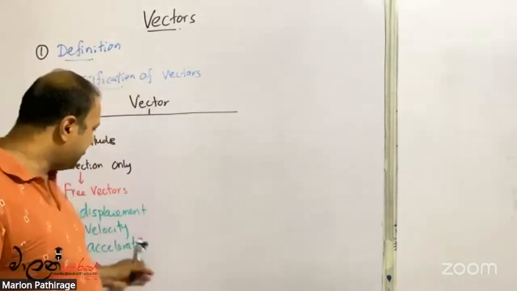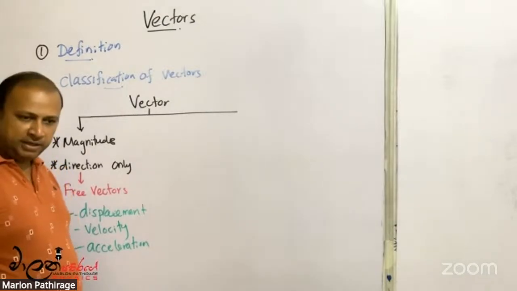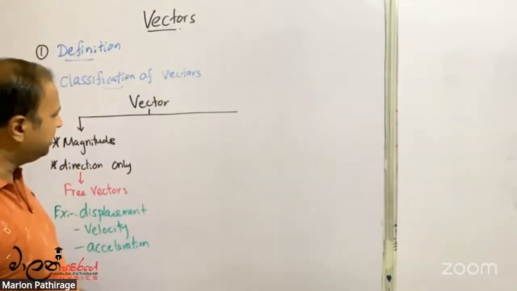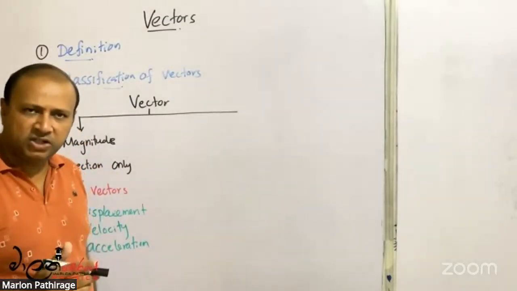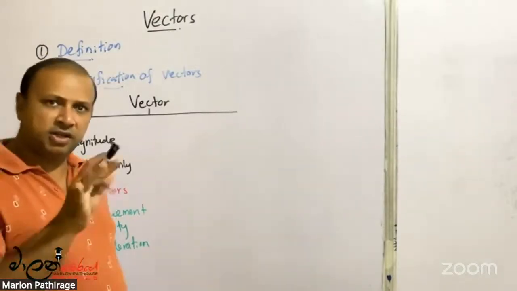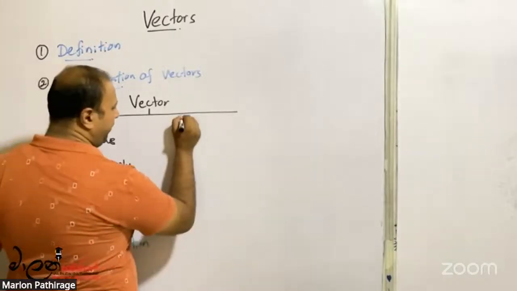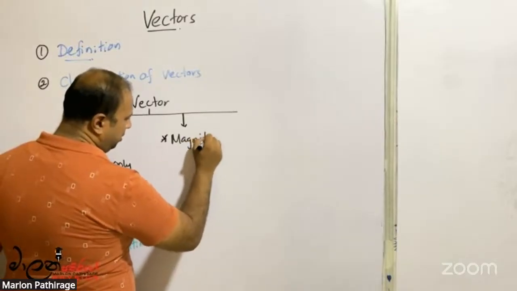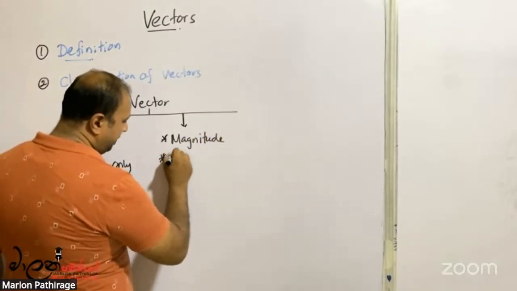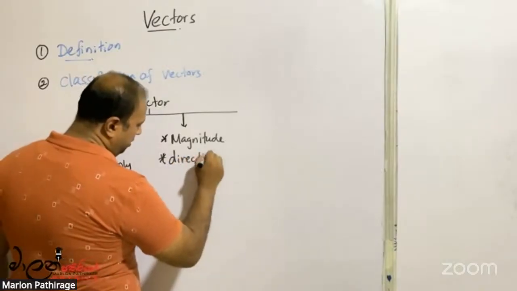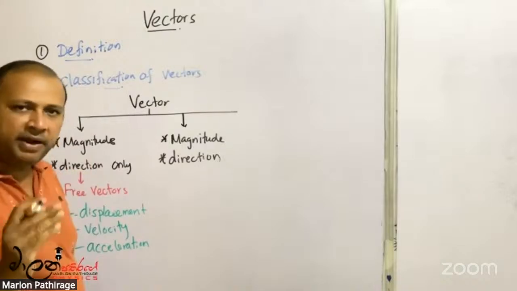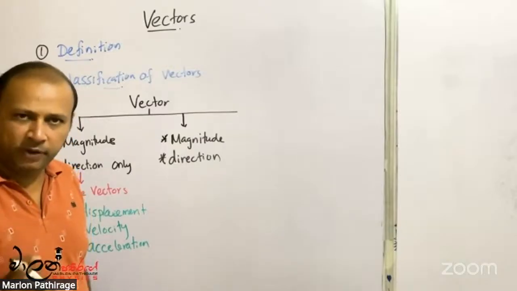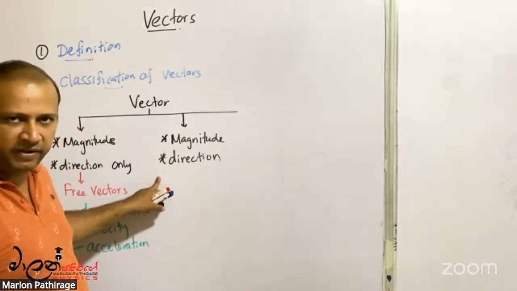These vectors have magnitude and direction only. But there are some vectors that have magnitude, direction, and line of action. They have 3 features. What are those 3 features? Magnitude and direction are two mandatory features. If it is a vector, definitely it should have a magnitude and direction. Therefore, these two are mandatory features.